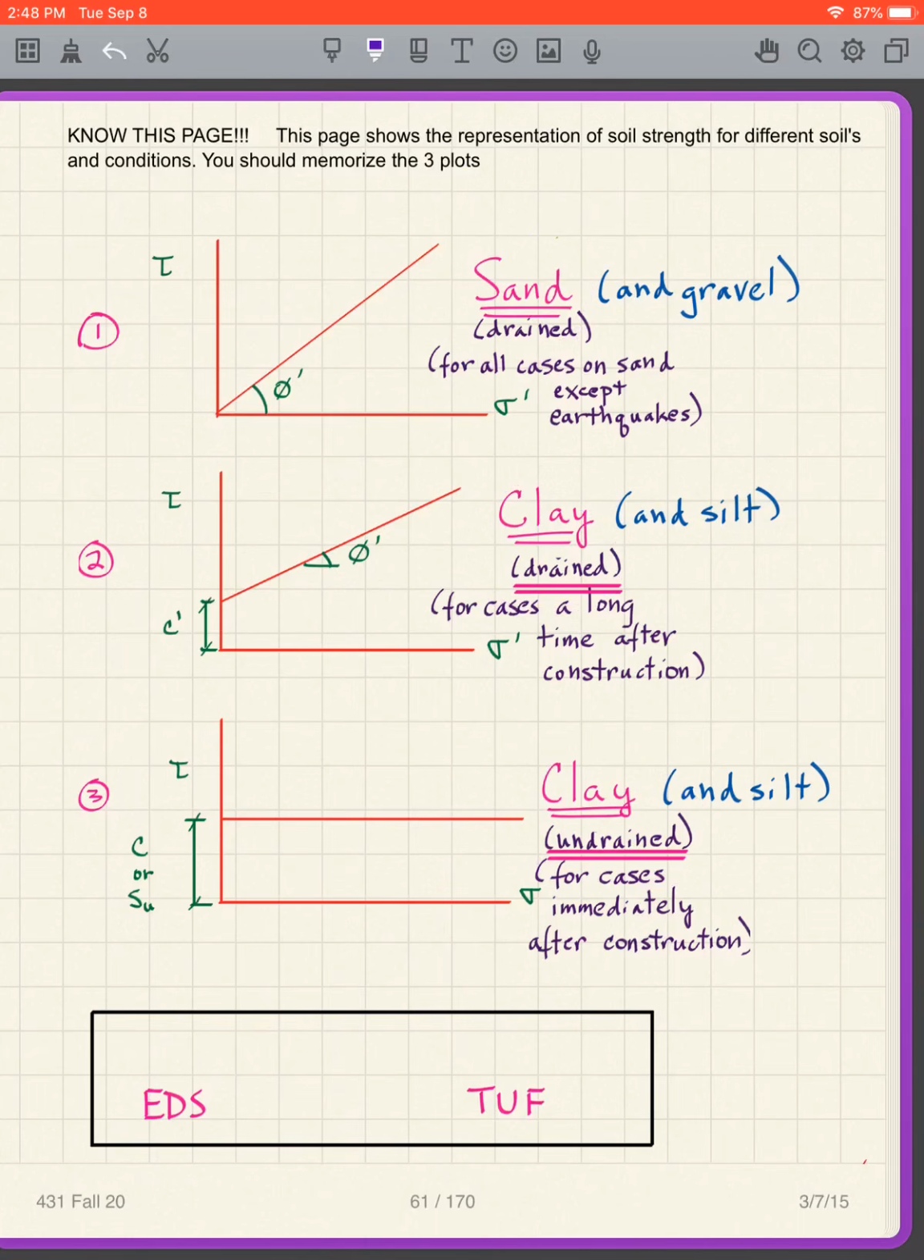We have sand drained, which goes through the origin. The angle is phi prime. For clay drained, the line doesn't go through the origin. So we have a C prime. The angle is phi prime. So we have a C prime and phi prime there.